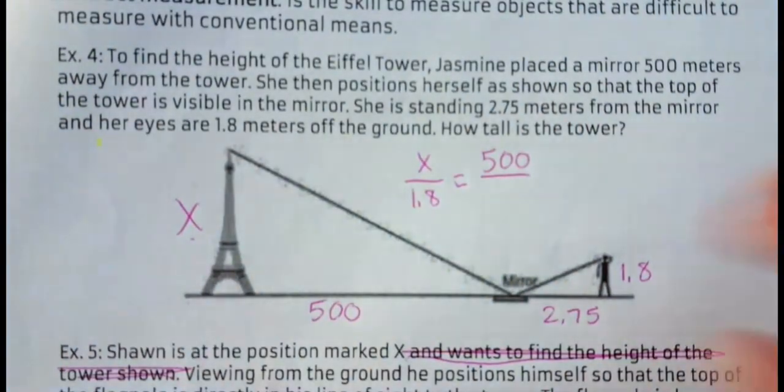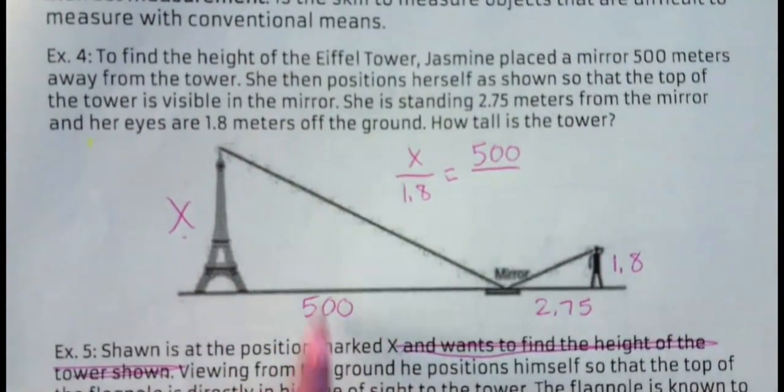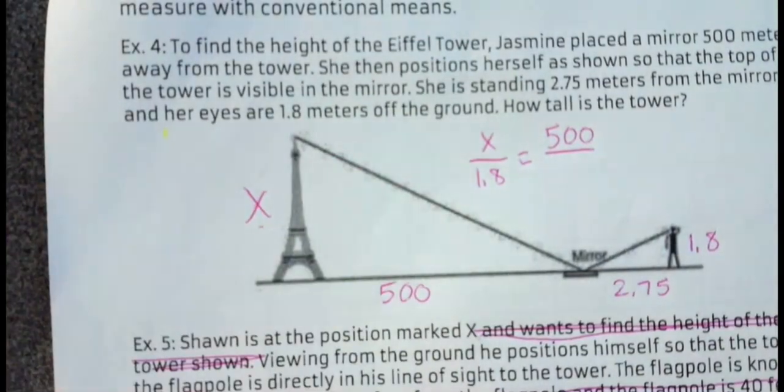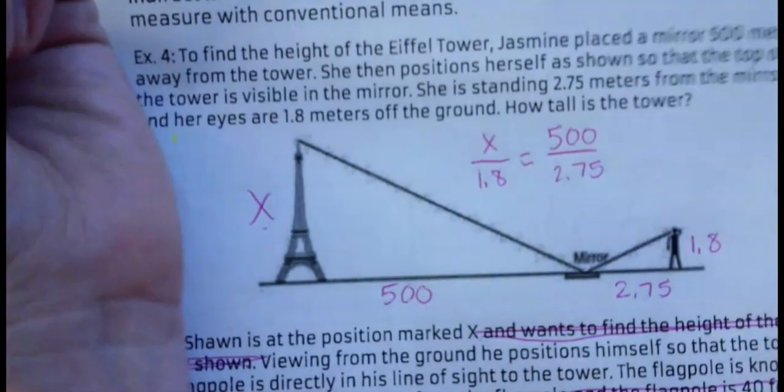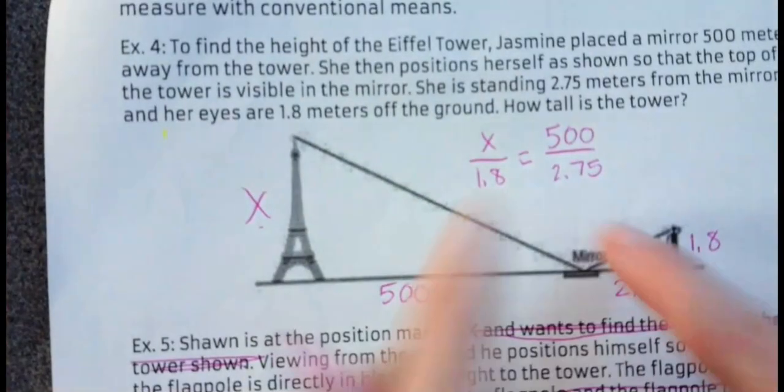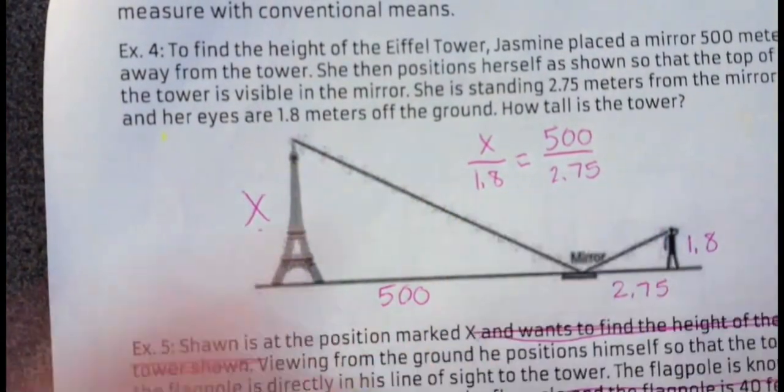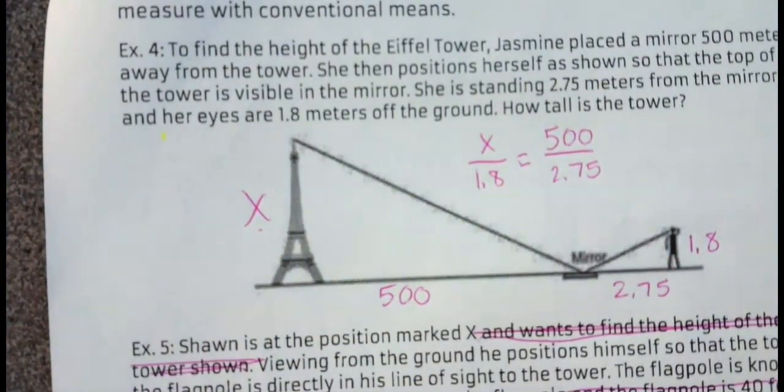If you put 2.75 on top, you're going to get it wrong because it should be on the same triangle, or like they should be related with the x, or what you're looking for. And then 1.8 and 2.75 are on the same triangle as well. So we can cross multiply now.